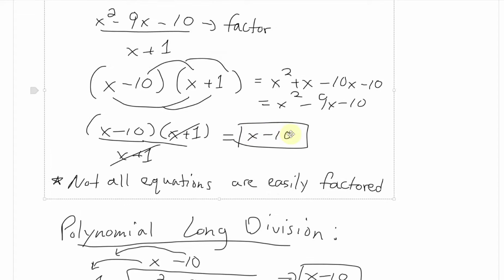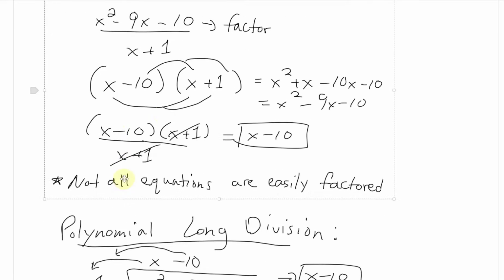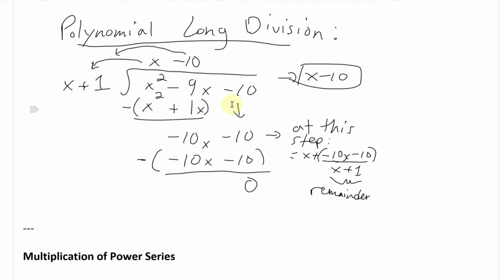FOIL it out, and we get x squared minus 9x minus 10, and that's exactly this one. So we could just put this here, and they can cancel. This x plus 1 cancels with x plus 1, and we get this x minus 10. So yes, we use the multiplication to confirm the division. And this x minus 10, you could use polynomial long division to solve the exact same thing.